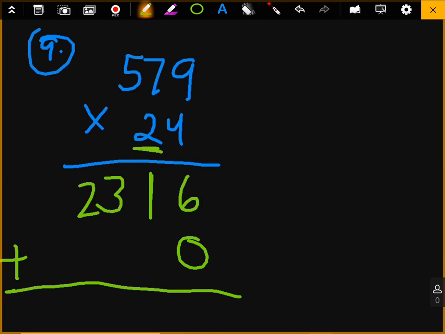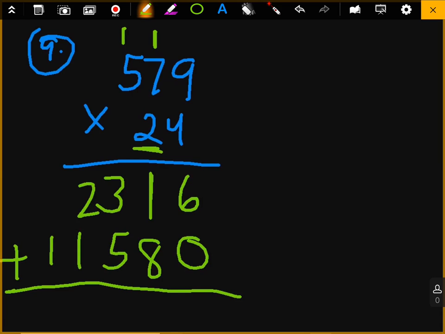2 times 9 is 18. 8 goes here, carry the 1 over. 2 times 7 is 14, plus 1 is 15. 5 goes there, you carry the 1 over. 2 times 5 is 10, plus 1 is 11. Now we add our partial products to get the full answer.